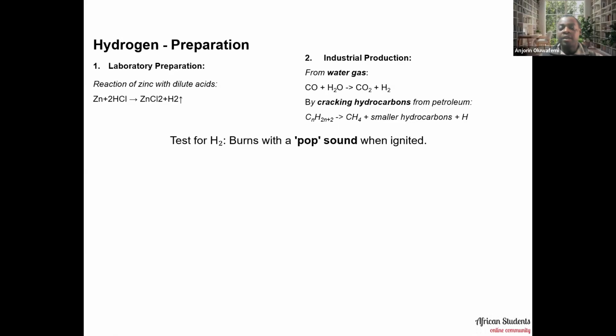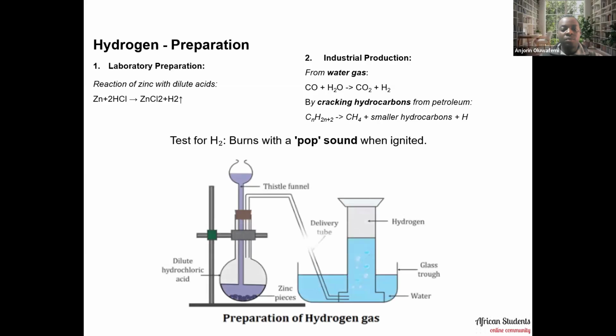Now, how do we test for hydrogen? Hydrogen burns with a pop sound when ignited. So when you want to know if a substance contains hydrogen, all you need to do is ignite it and watch out for a pop sound. When you get a pop sound, you know hydrogen is definitely evolved or present in that setup. We can have the preparation of hydrogen gas using zinc and dilute acid, dilute HCl to be precise, and hydrogen is produced in that manner. Let's take note of that.